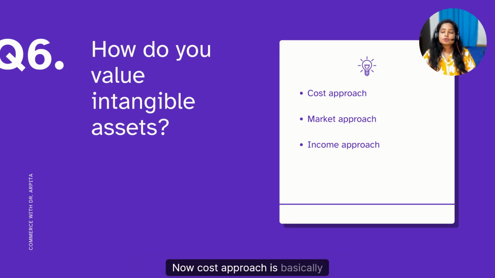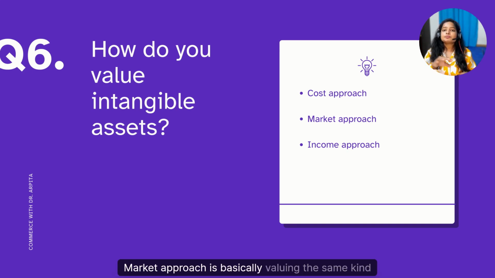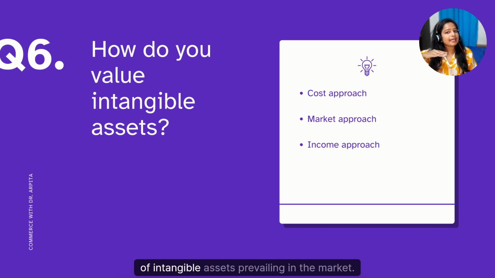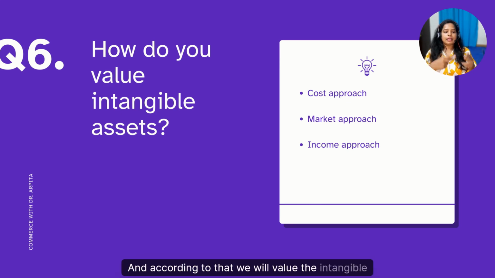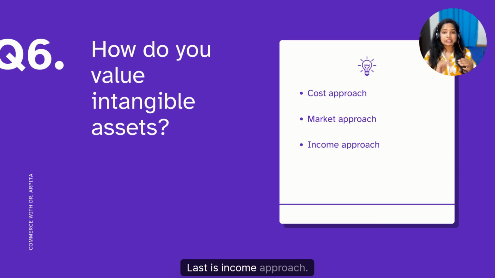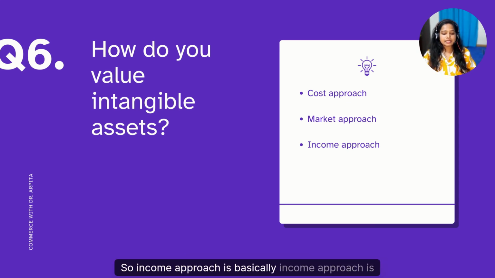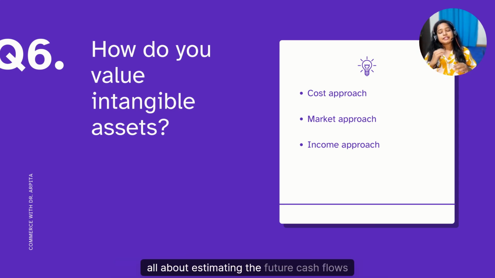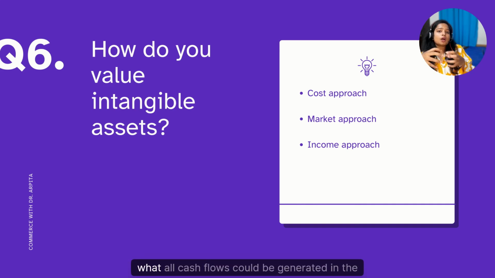The cost approach is basically knowing the cost of the intangible asset, like how much it cost to reproduce that particular asset. The market approach is basically valuing similar kinds of intangible assets prevailing in the market, and according to that, we value the intangible asset. Last is the income approach. The income approach is all about estimating the future cash flows attributable to the intangible assets, meaning what cash flows could be generated in the future with the help of the intangible assets.